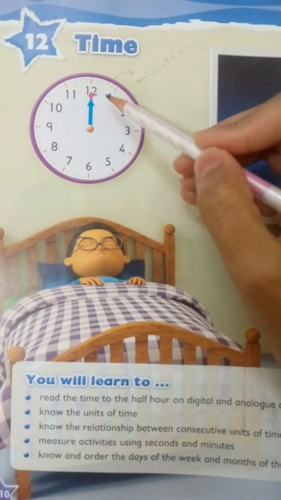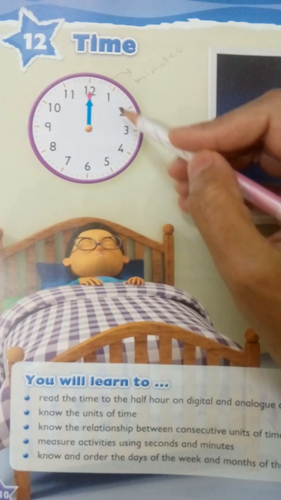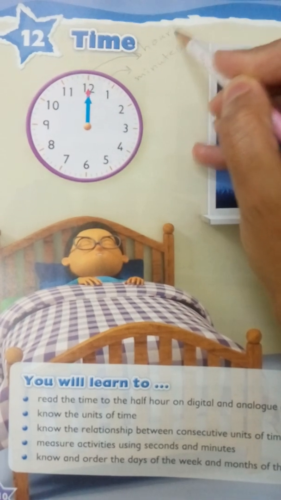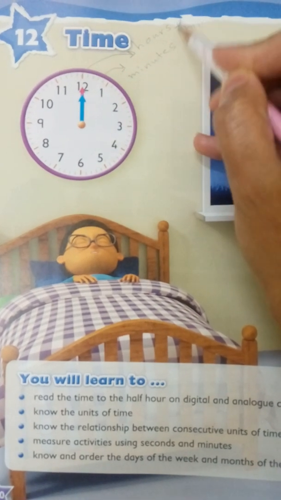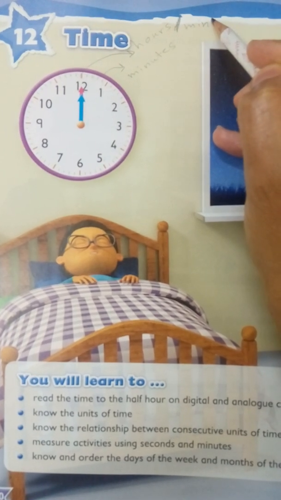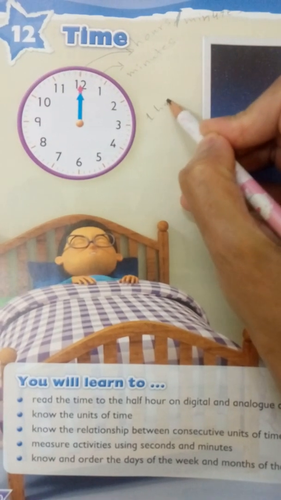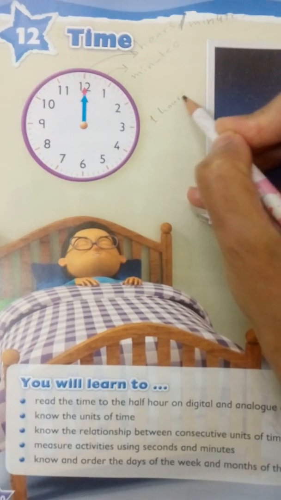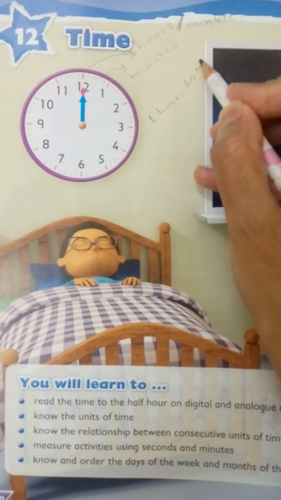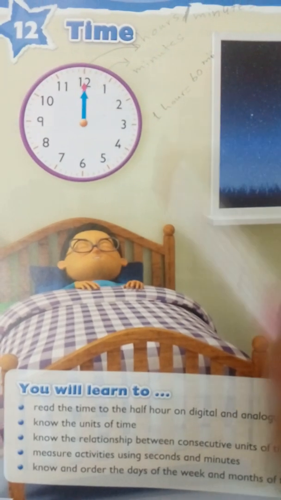and the same number here, the big number, can work as minutes and hours. This can be hours plus minutes or minutes. Okay? And as you know, each hour, 1 hour, equals how many minutes? Equals 60 minutes. Okay? So each hour equals 60 minutes.